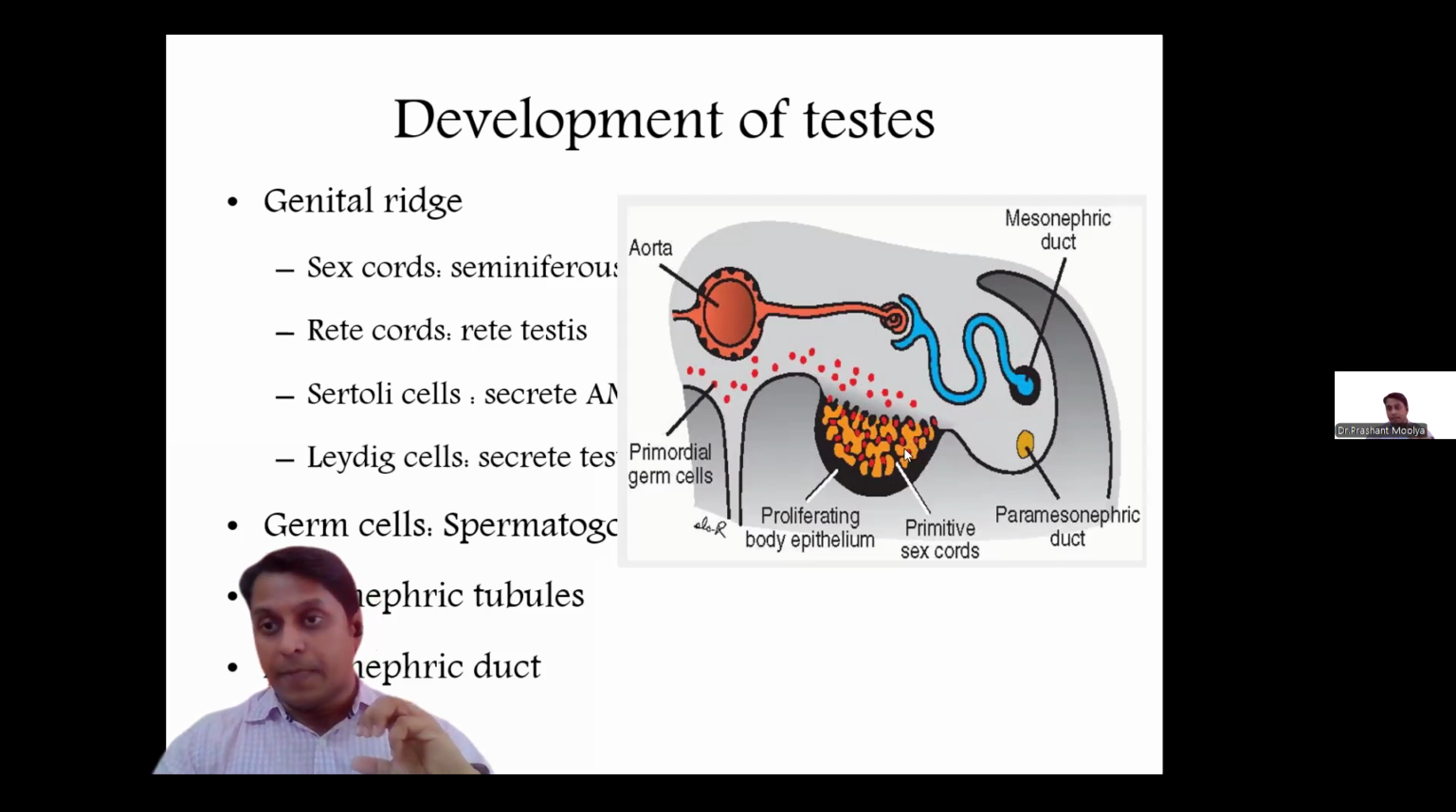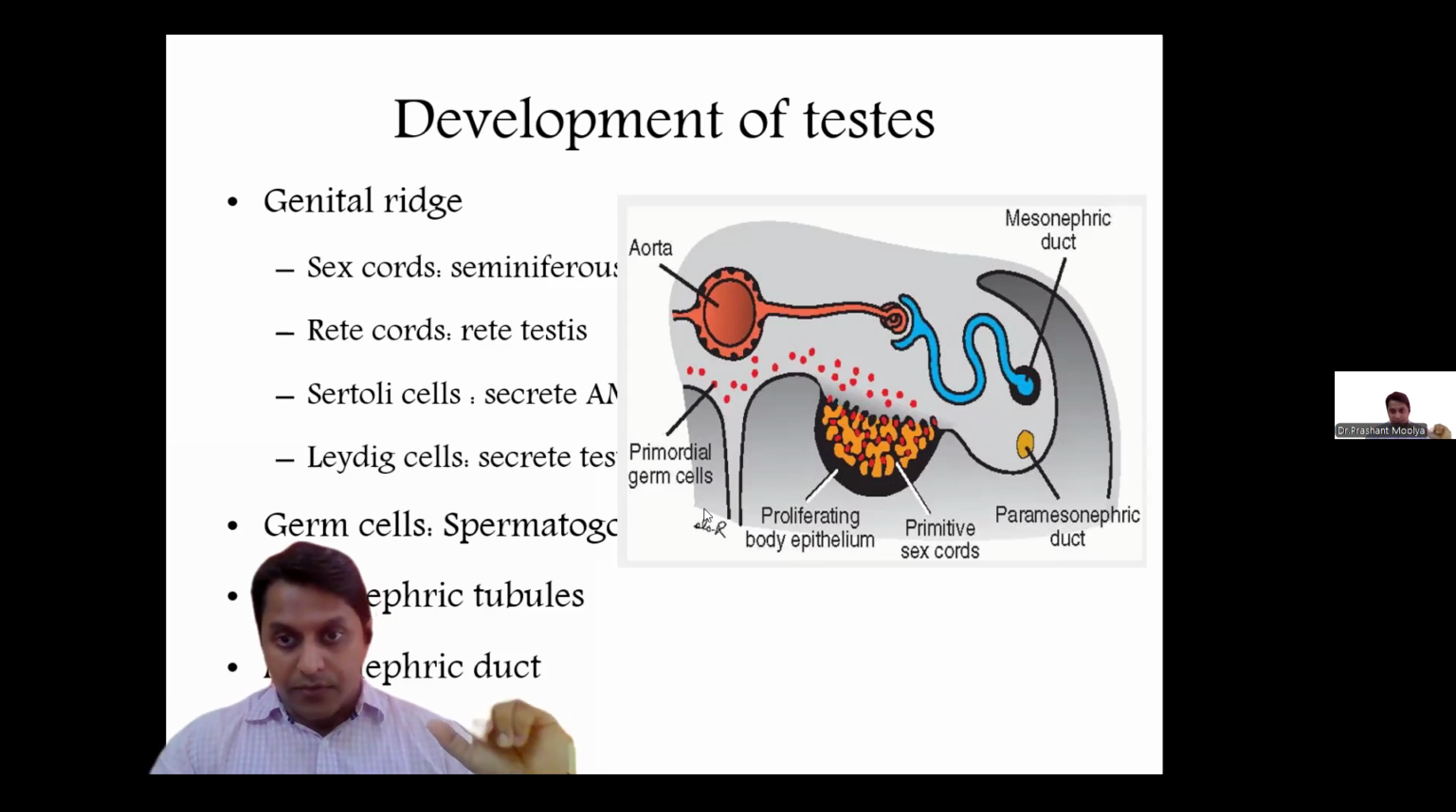The focus here, as I said, is that the sex cords are formed in the medulla of the genital ridge, just opposite to what happens in the female genital ridge, where the changes happen in the cortex of the ridge. Now, because of this SRY gene, the sex cords start separating. This is around the seventh week. Histologically, at the seventh week we can differentiate whether the genital ridge is developing into testis or ovary.